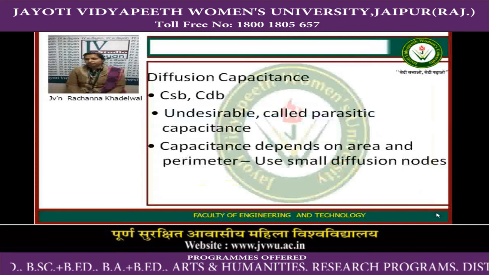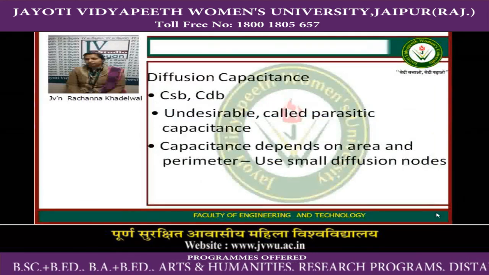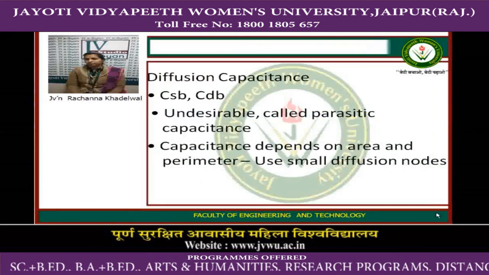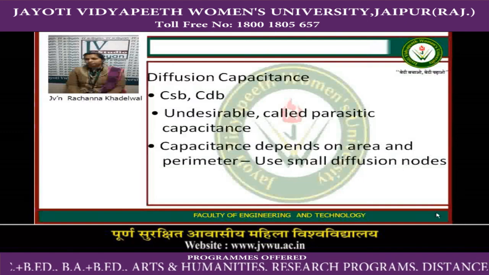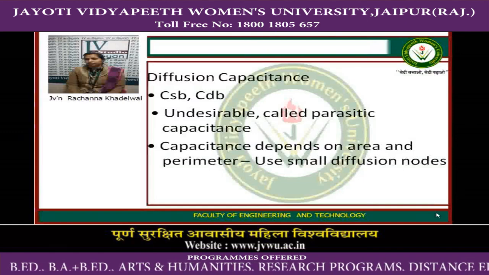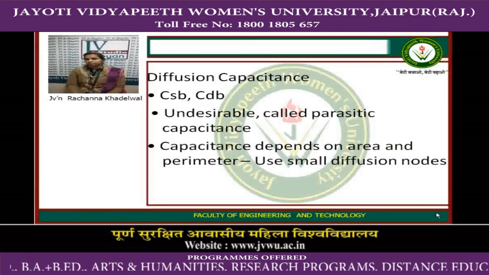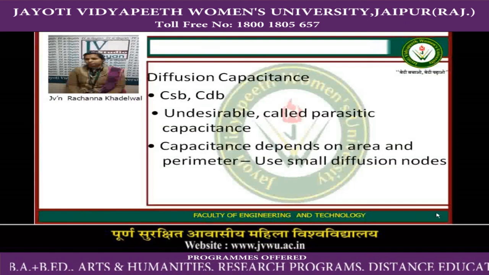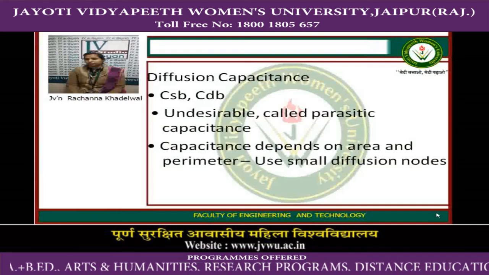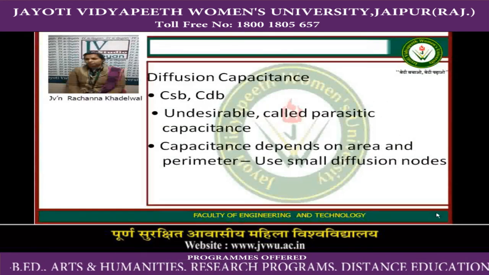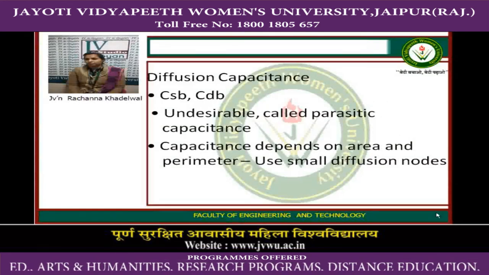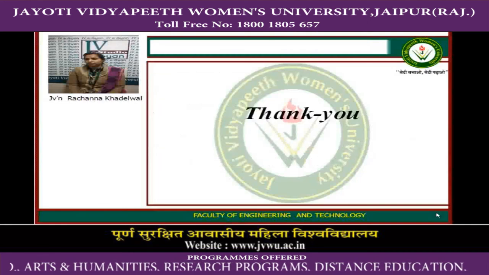Now, diffusion capacitance CSB/CDB is undesirable, also called parasitic capacitance. Capacitance depends on the area and perimeter. Use small diffusion areas as well as a small ratio of any node's diffused area. Use small diffusion nodes. Now, thank you.